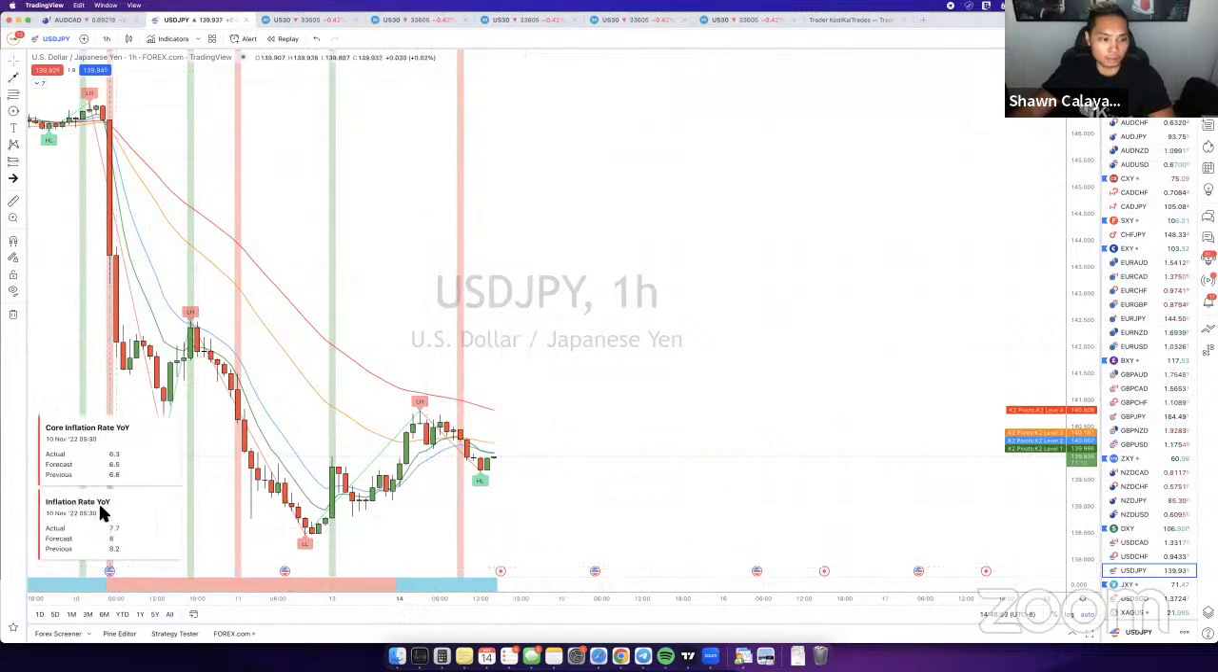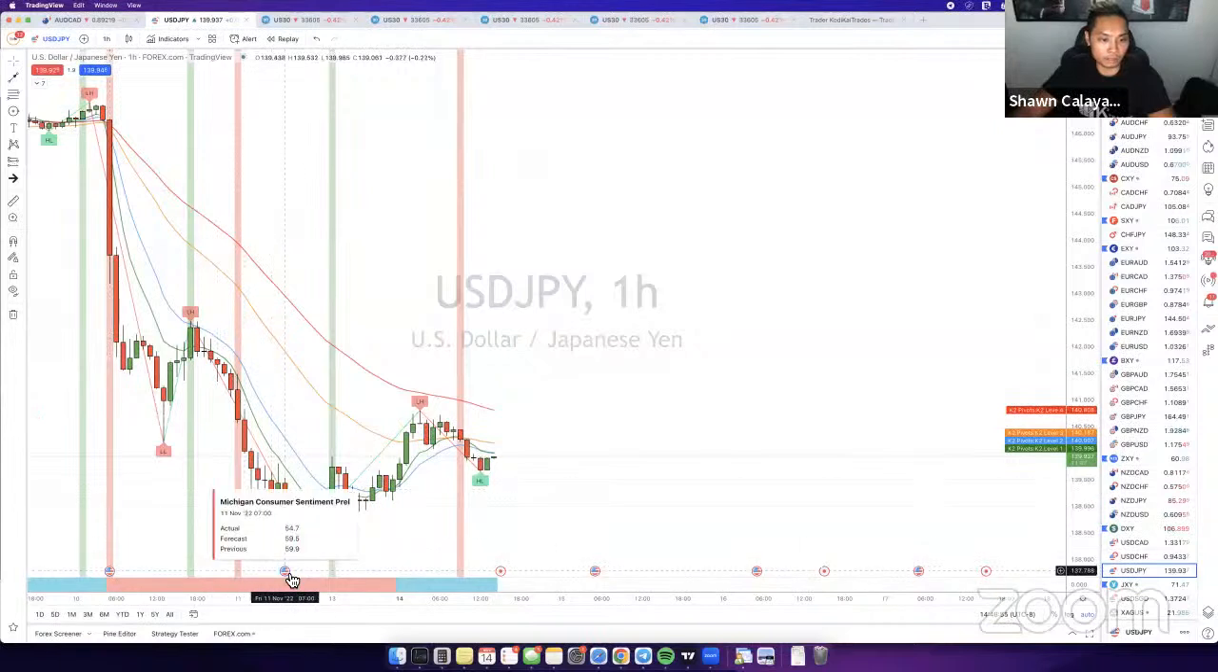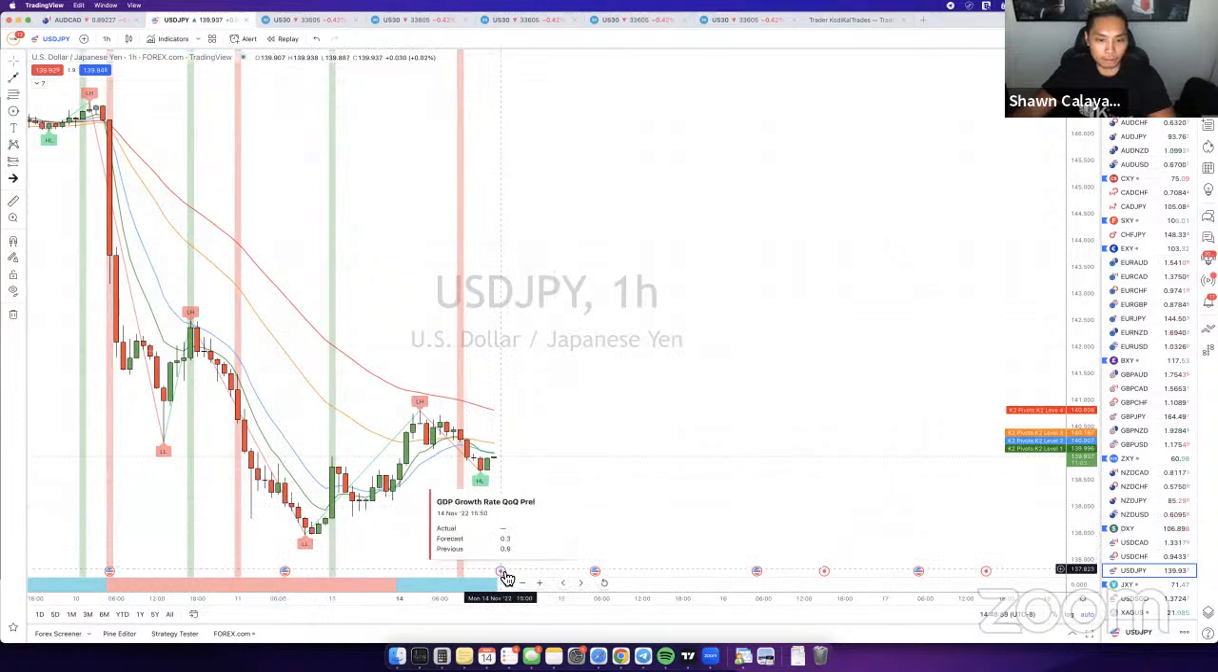This is inflation news. Of course, this is going to spike price. This over here, it was consumer sentiment, not really much of a big push. Right here, we have GDP growth rate. So this is probably going to have a big effect on the market. So that's what I would typically look at.